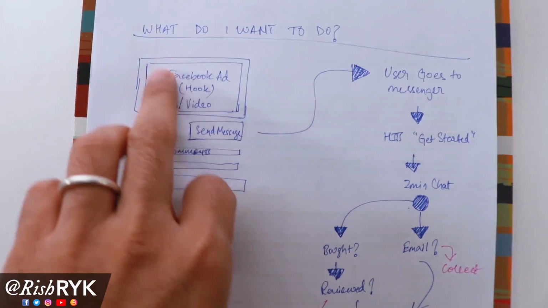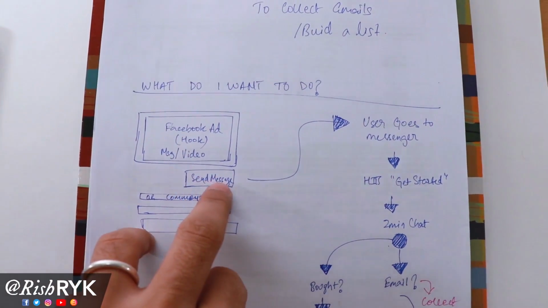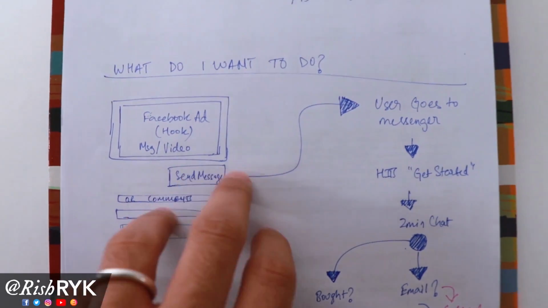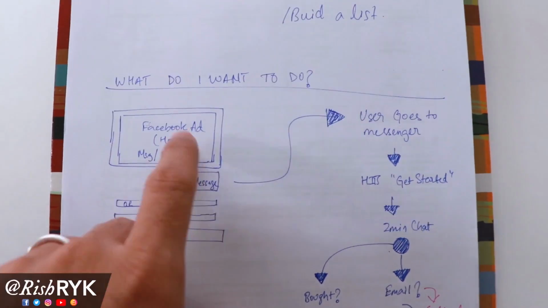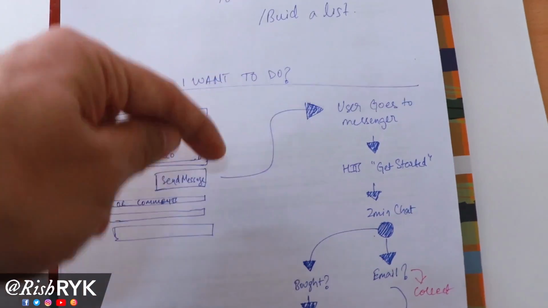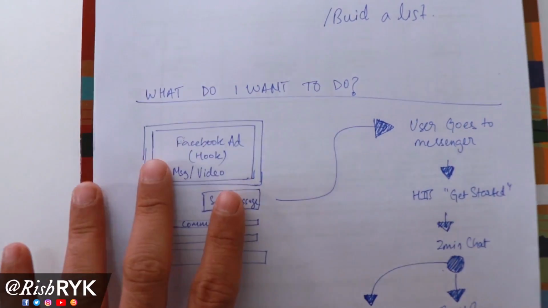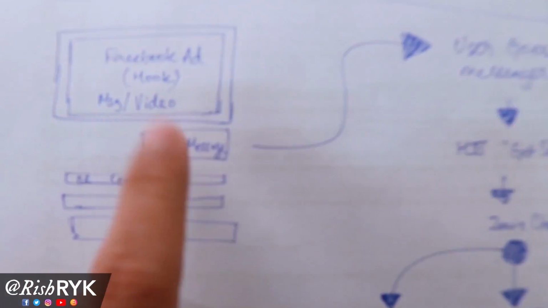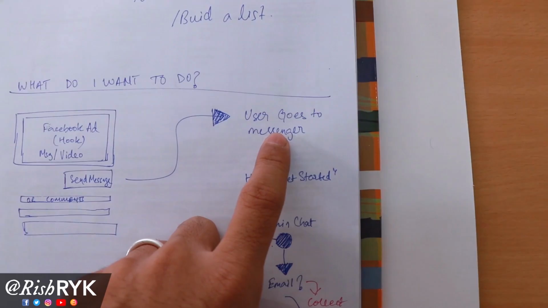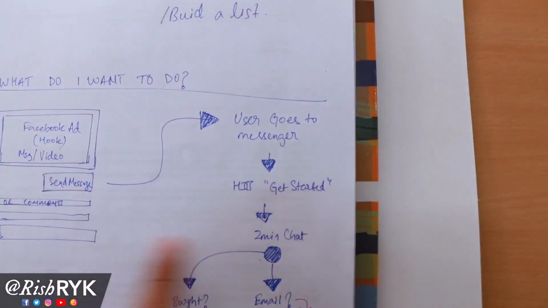So that was the plan for the Facebook ad, and I plan to have a send message button here, which is something that Facebook lets you do. I want to have a message here which motivates the user to click on this button. The video or the message, both of them need to have some motivation for the user to click on this send message button. Once they click on that send message button, I want them to go to Messenger, which is what I've written here. User goes to Messenger. That's how clear your thought should be.